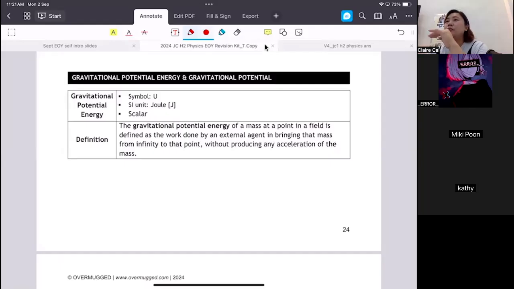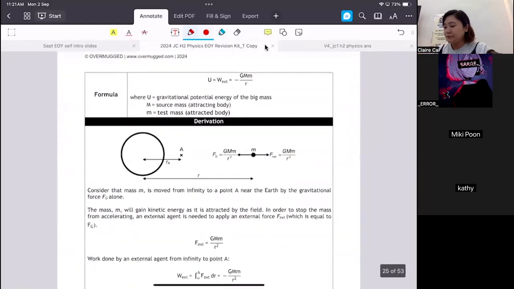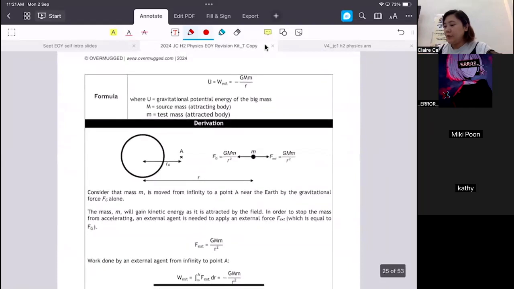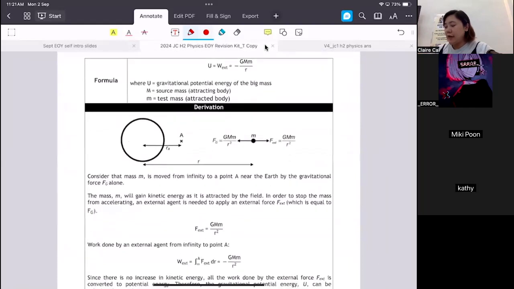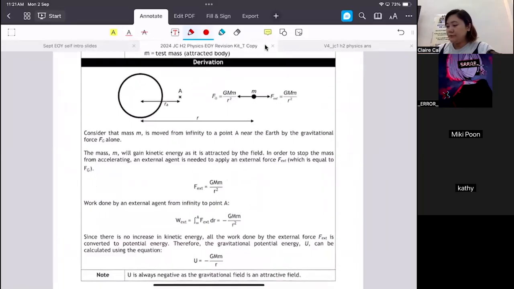But let's say I bring you to the moon. Your gravitational field strength is confirmed not 9.81, correct? Yep. That's why I don't use that. Okay, now the formula for gravitational potential energy and the derivations.